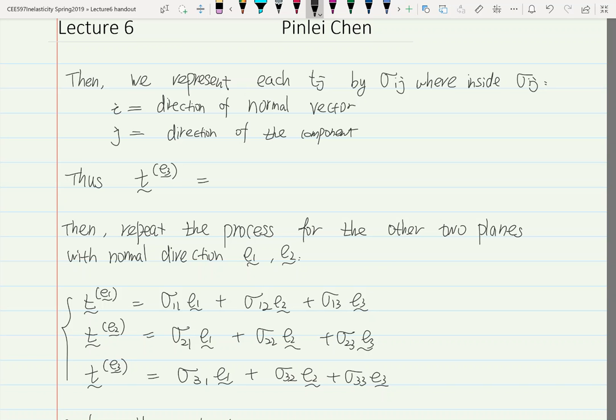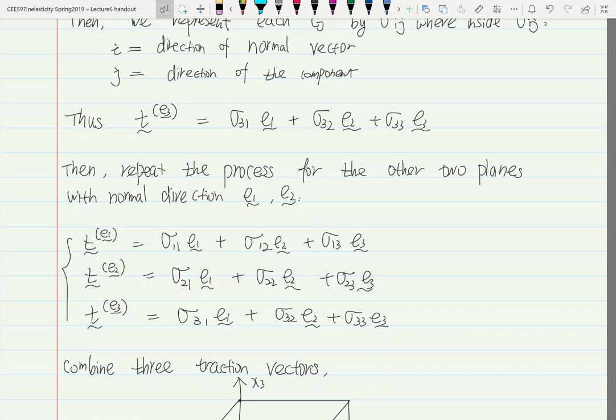Then T on the surface where E3 is the normal vector can be represented as sigma 3,1 E1 plus sigma 3,2 E2 plus sigma 3,3 E3. Basically this i represents which surface it is, and this j represents the three different components inside this vector.